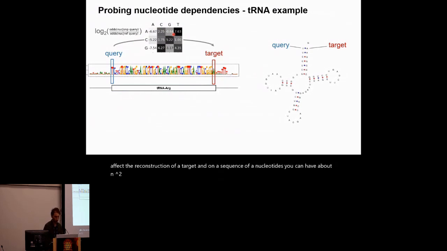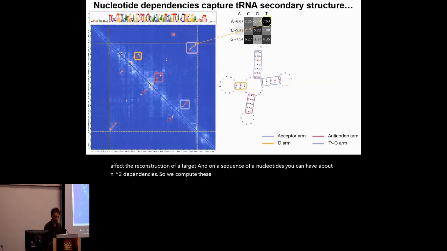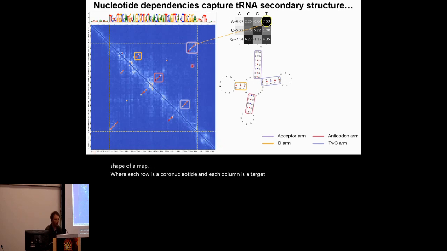We compute these dependencies for a specific sequence, and we plot them in the shape of a map, where each row is a query nucleotide and each column is a target nucleotide. Going back to the example we have seen before, this T would be the query nucleotide, and here in the columns would be the target nucleotide, the A. And the value we take is the maximum on that table we've seen before.